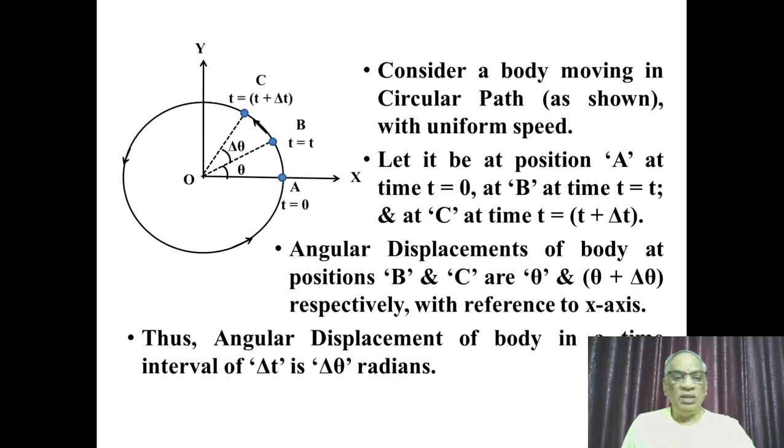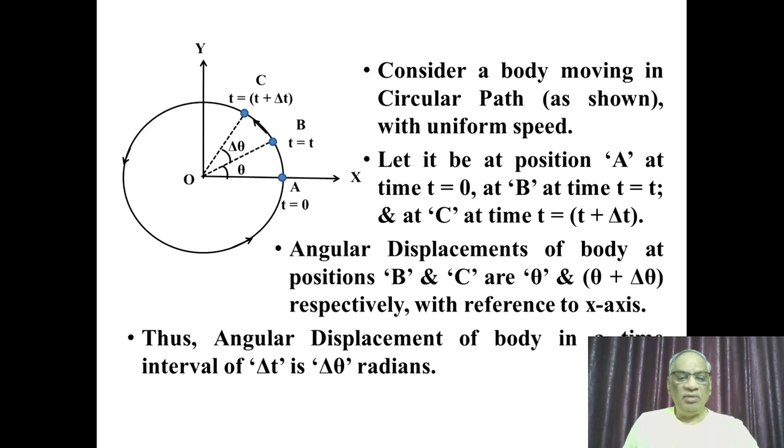AOB is theta, and the time interval of traveling from A to B is t. From B to C the angular displacement is delta theta, and the time interval is delta t. So the body is moving from A to C in a time interval of t plus delta t, whereas from B to C it is traveling through delta theta. The respective time intervals are t plus delta t and delta t.